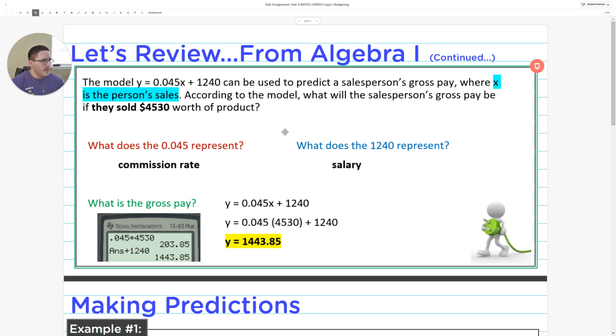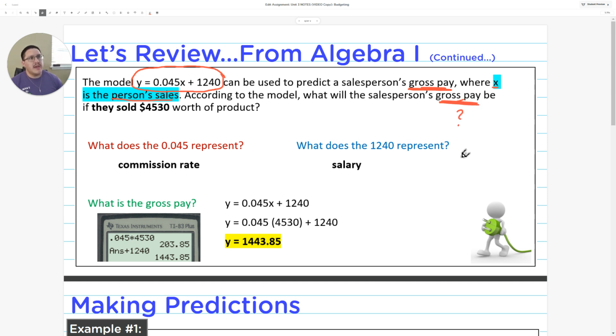So let's review in this example the model of y equals 0.045x plus 1,240 can be used to predict a salesperson's gross pay, where x is the person's sales. According to the model, what will the salesperson's gross pay be if they sold $4,530 worth of products?